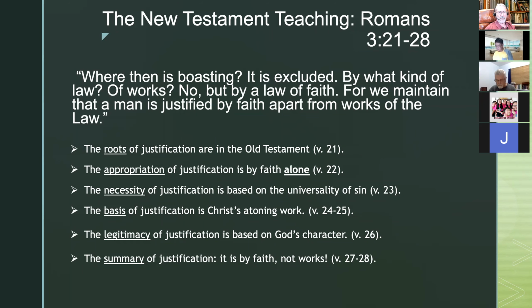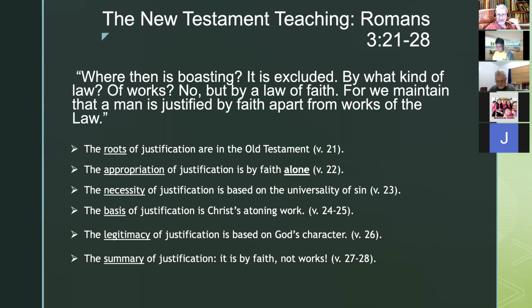So this is an important passage. Those of you who've been through Romans with me have seen this before. What Paul is laying out here is the foundational statement on the nature of justification itself. This is what the New Testament actually teaches.